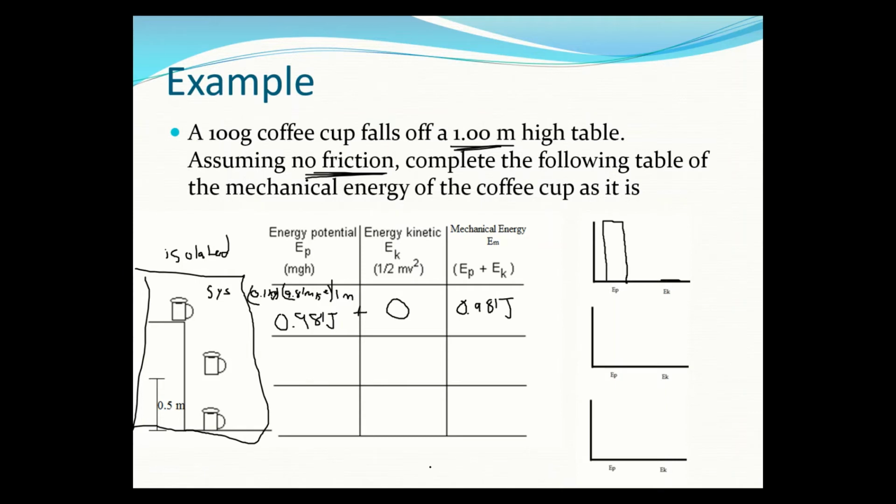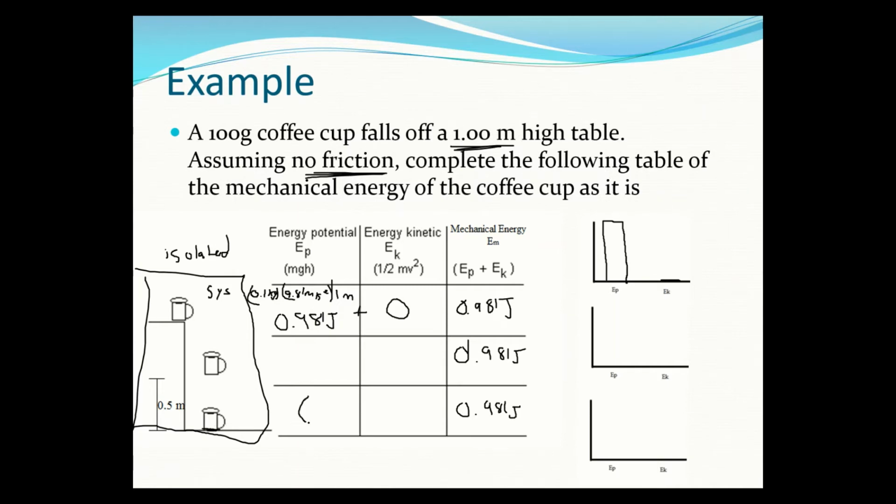So the second easiest one is looking at the bottom here. So it looks like it's on the ground, but we'd look at it just before it hits the ground where it's going the fastest. So if all of our energy stays within our system here, our mechanical energy should just stay the same. The total amount of energy is our mechanical energy, so all of these should be 0.981 joules, right?